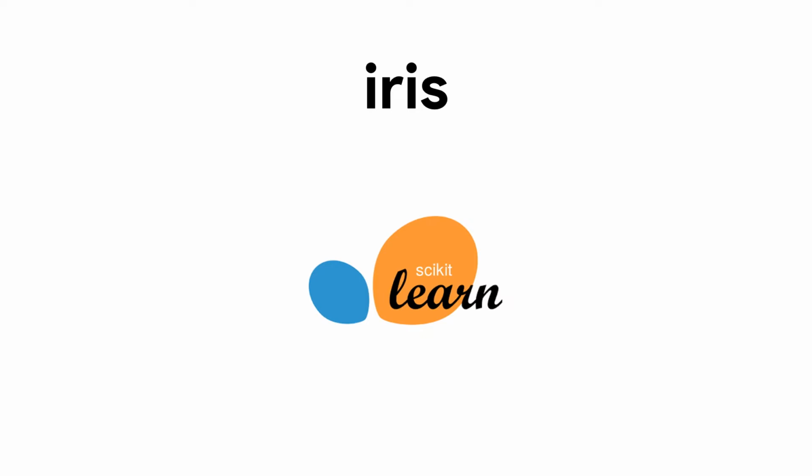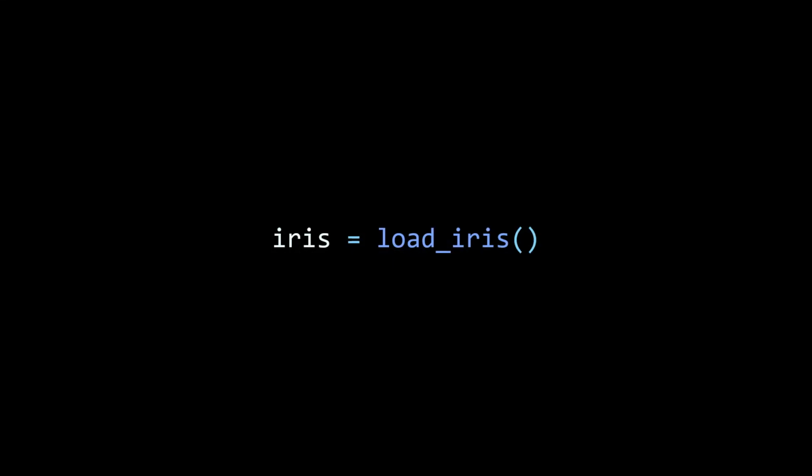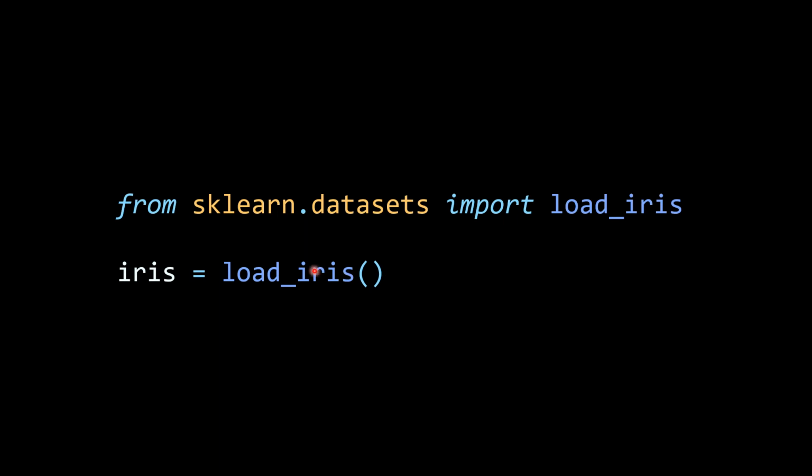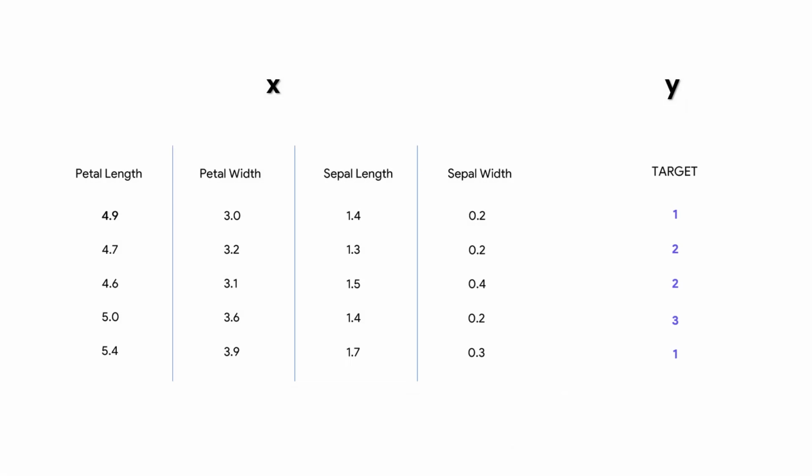Let us start writing the program now. We store the result of the function load_iris into the variable iris. The load_iris function is imported from the library sklearn.datasets. We need to divide the iris dataset for further processes. The features column can be called X. The target column can be called Y.